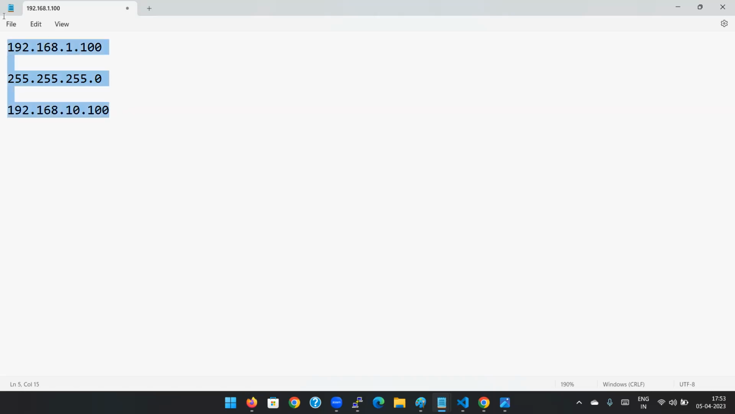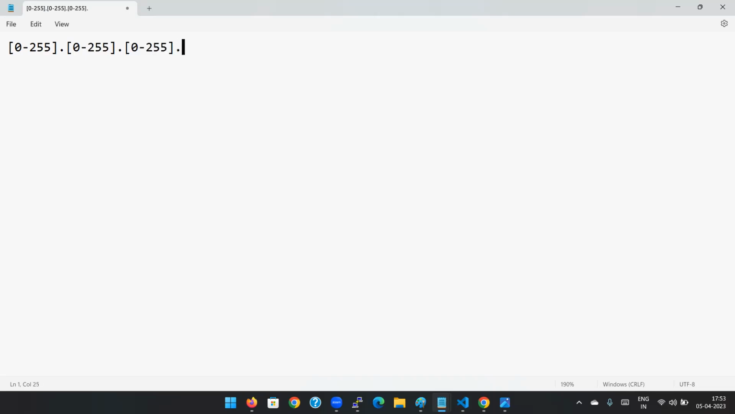So what I am saying here, every IP address ranges from 0 to 255. In each and every IP address, you will have numbers ranging from 0 to 255. Now, there is an organization called IANA. What is the name? IANA.